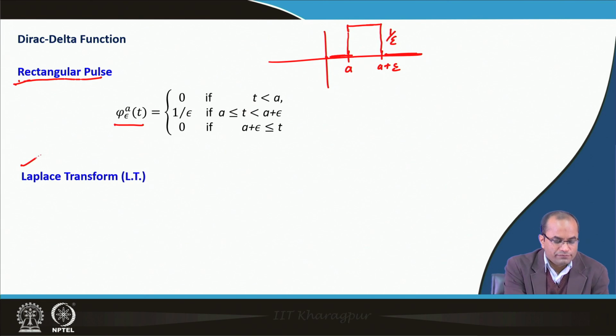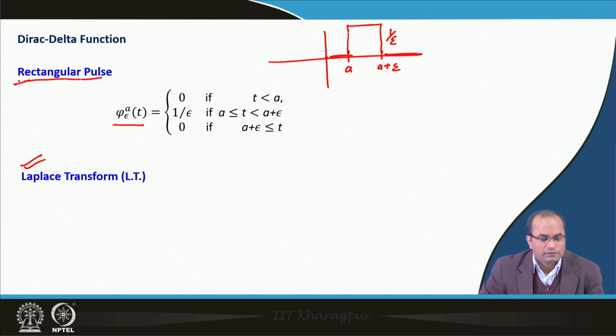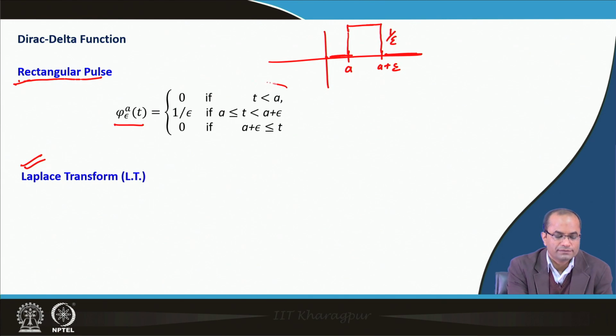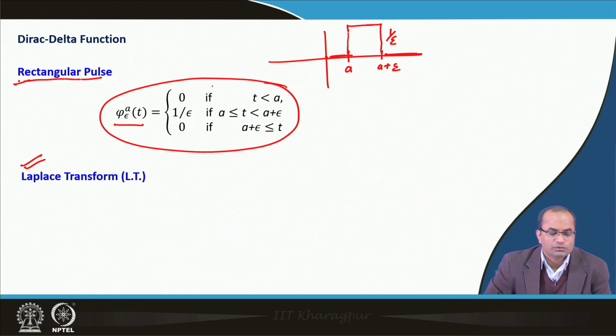Now, first we will get the Laplace transform of this rectangular pulse function, because the Dirac delta function can be defined as the limiting situation of this rectangular pulse function when epsilon is very small. So, if epsilon goes to 0, then 1 over epsilon will naturally tend to infinity, and that is exactly the function which we define here as the Dirac delta function.